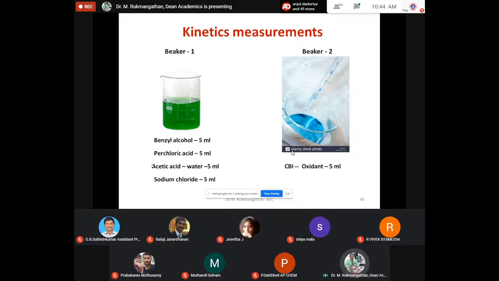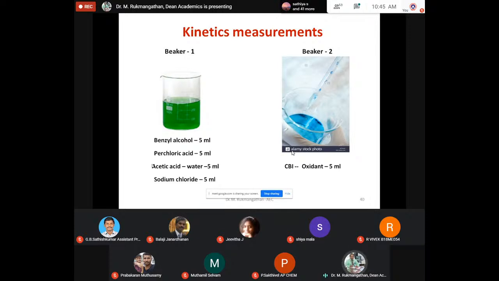In beaker 2, separately, the oxidant CBI, 1-chlorobenzimidazole, of a particular concentration, which I have mentioned in the previous slide, has been taken. It is also pre-equilibrated in the thermostat for about half an hour separately, in order to attain the operating temperature of 308 Kelvin, of course, 35 degrees Celsius. After the half an hour, the solutions in both the beakers are attaining the desired temperature of 35 degrees Celsius.